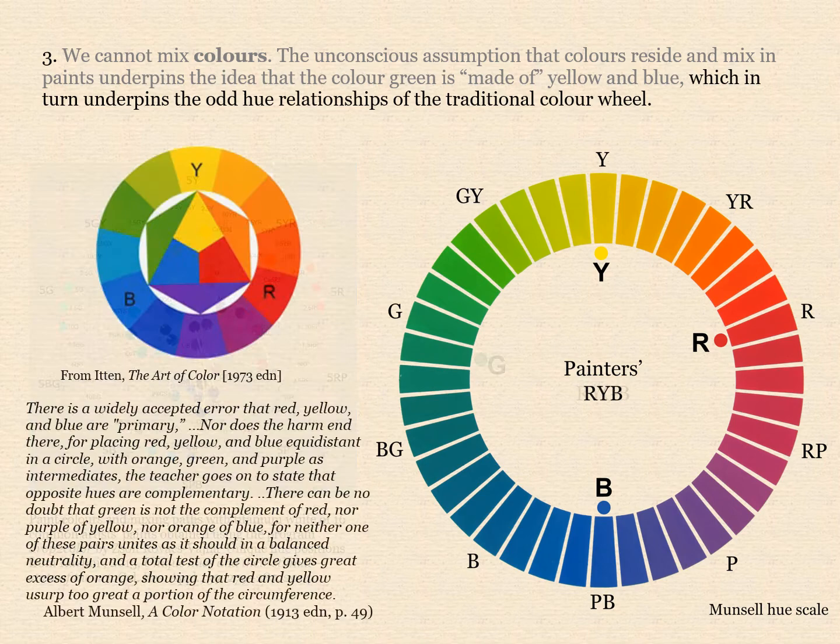In the traditional colour wheel, the colour green is assumed to be made of yellow and blue, and so only the remaining three unique hues, red, yellow and blue, are regarded as primary colours. So what's going to happen if you arrange those middle red, middle yellow and middle blue colours evenly around a circle? Well, two things are going to happen.